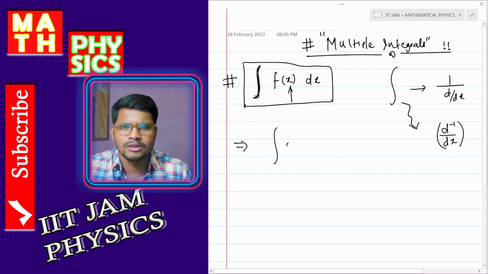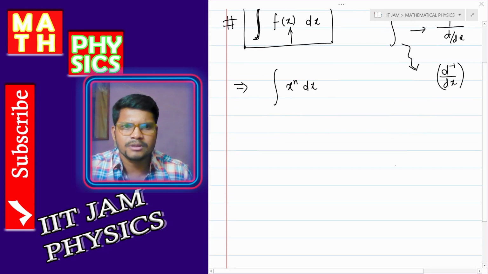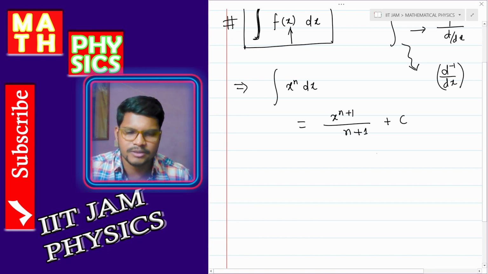I'm giving you a few simple examples of how we can take integrals. Suppose you have the independent variable, integral of x to the power n dx, where n is some kind of constant. Then we end up with x to the power n plus 1 over n plus 1, and there is some kind of integration constant.